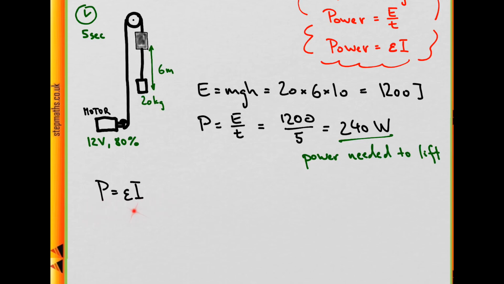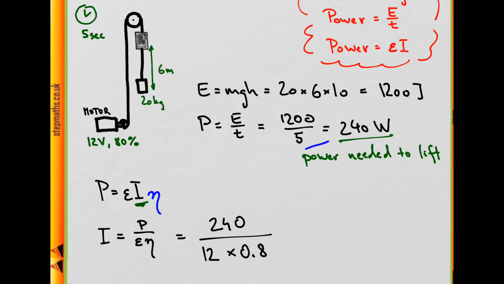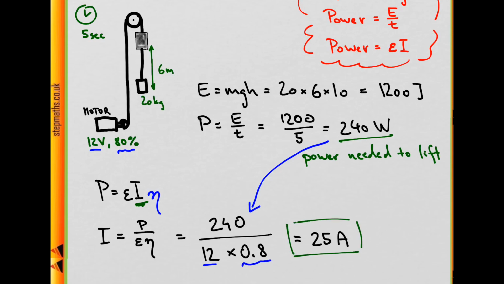Now the power provided by the motor is this, epsilon times I. However, remember that only 80% of what runs in the actual motor is successfully transferred to our mass, which is being lifted. So we need to multiply this by the efficiency. Remember that we need to find the current which flows through the engine, so we should isolate the current here. Now plugging in the numbers, that's 240 for the power, 12 volts and 0.8 for 80% efficiency, which gives us 25 amperes for the current which is flowing through the motor. And that was option F.